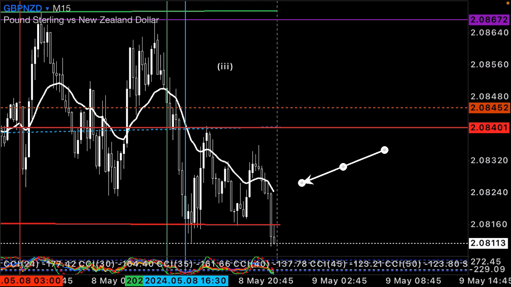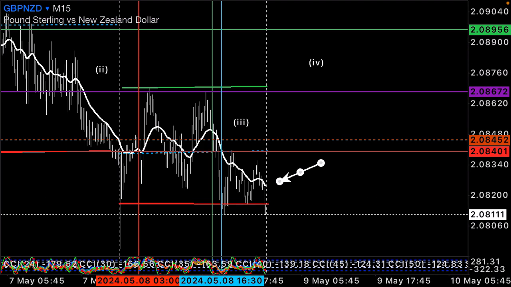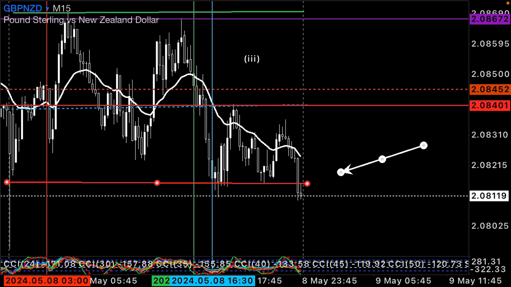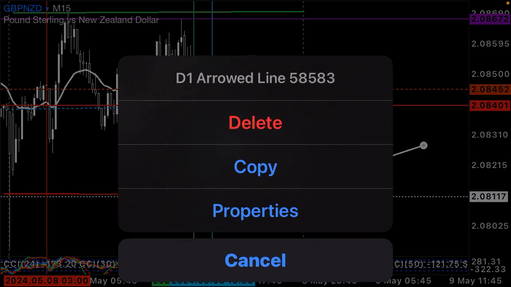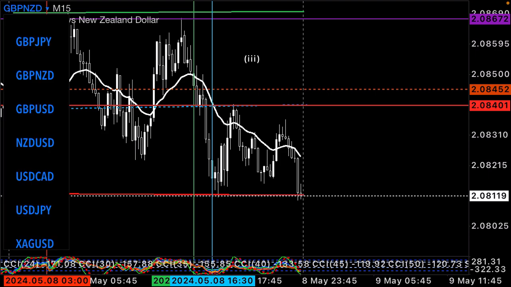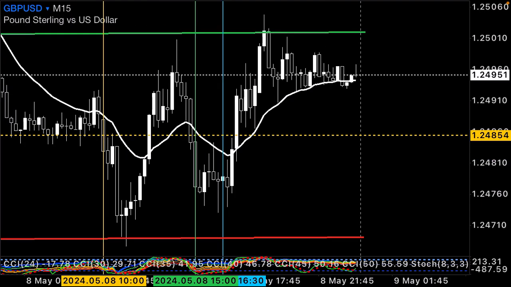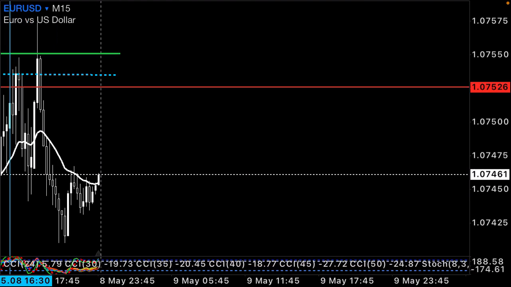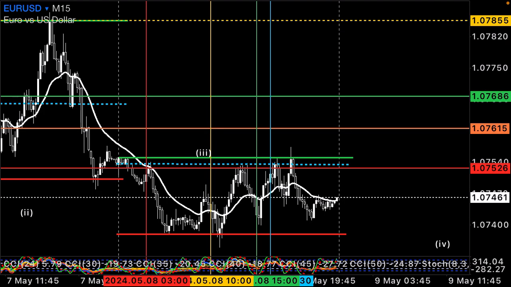Still at day 3, where price is at. You can see here that price is actually making lower lows for the pound New Zealand here. So this lower low bar can be brought down. And we'll delete the arrow and look at the pound dollar. See where it's at. Yeah, there it is. Look at the euro dollar. It's still trading in the range, the daily range, day 3.